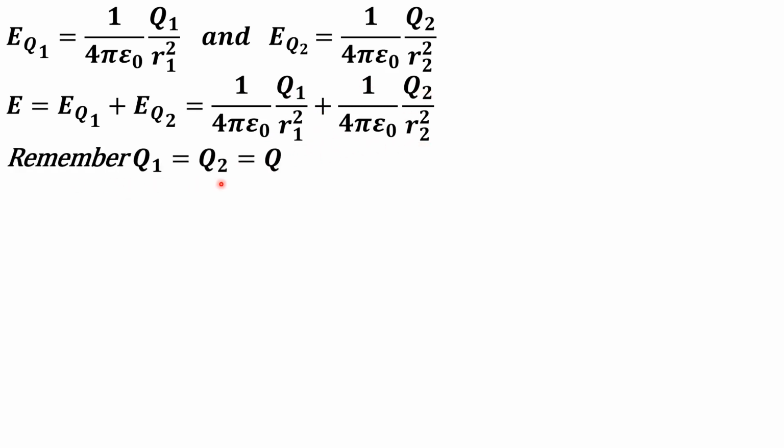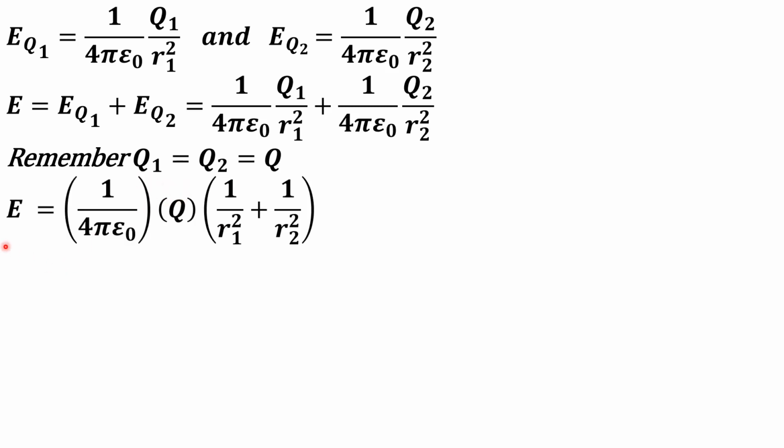Remember that Q1 is equal to Q2, so we can let them be equal to a common quantity Q. Notice that Q1 is equal to Q2, since the magnitudes for all three charges were the same. Hence, we say that Q1 is equal to Q2. So if we replace Q1 and Q2 by Q and factor out Q, we are going to obtain this quantity.